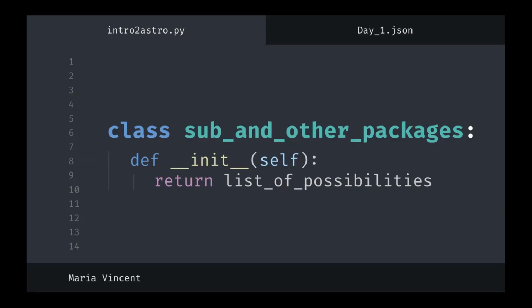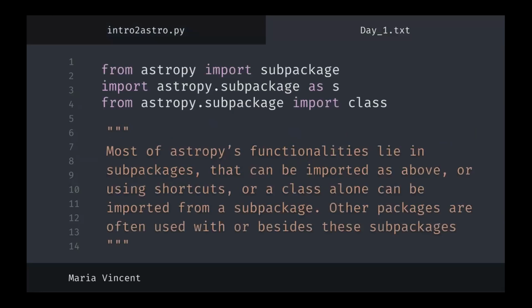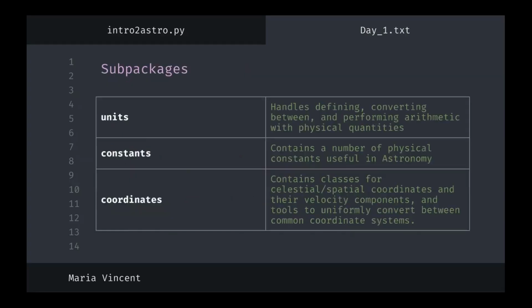But Astropy is really big, so you'd rather just want to import specific sub packages. Most of Astropy's functionalities lie in these subpackages. You can import them in this format that I've shown: from Astropy import subpackage, or import astropy.subpackage. Or if the subpackage is really large, which is the case for most Astropy subpackages, you would just import the very specific class of functions that you need as from astropy.subpackage import class. Right now, this might seem very abstract to you, so I will dive more into some detailed examples.